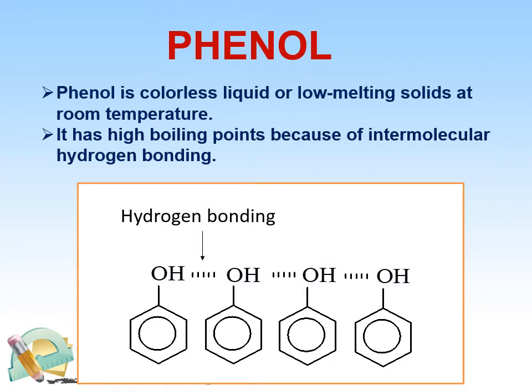What are the physical characteristics of phenol? Phenol is a colorless liquid having a low melting point solid. But it has a high boiling point. Why? Because it has hydrogen bonding occurring between the electropositive part of the hydroxy group outside of the benzene ring and the electronegative part of the hydroxy group in another compound.